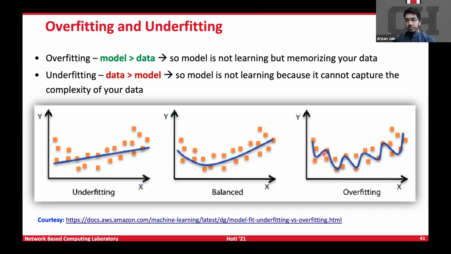Then it will be like this. We don't want this because these are the noises. So that is why we want the model to be balanced. We want the model to be just right. We want it to be the second order polynomial, not the third or fourth. So this is the overfitting and underfitting.